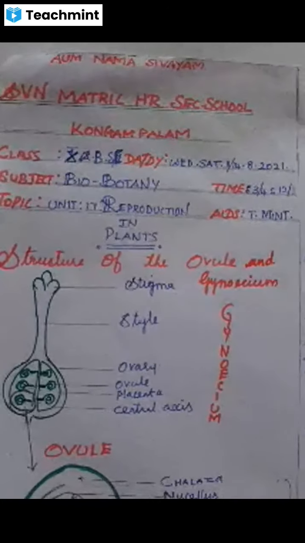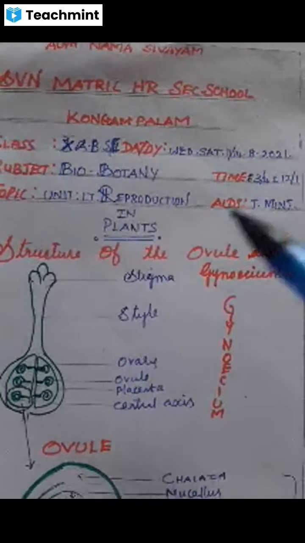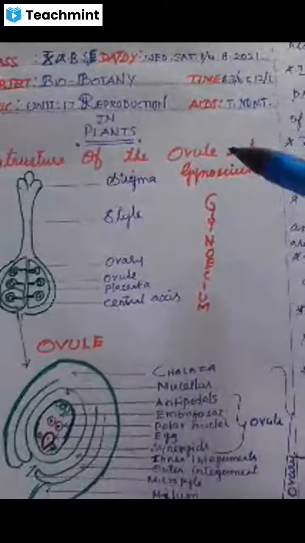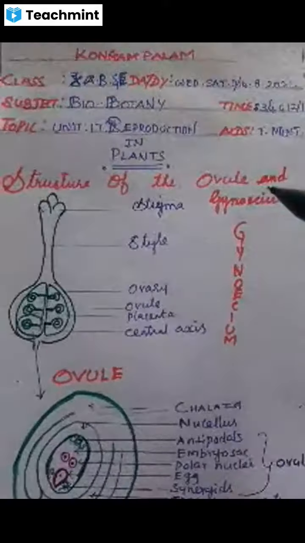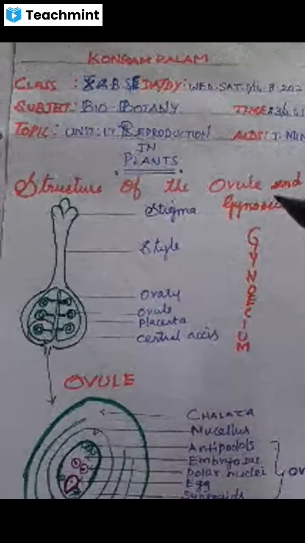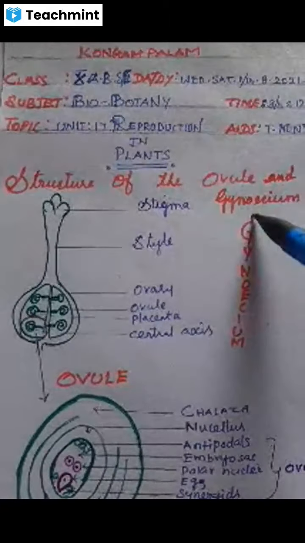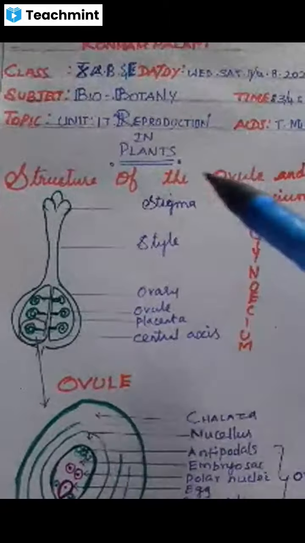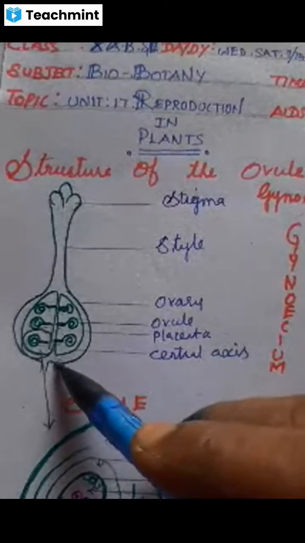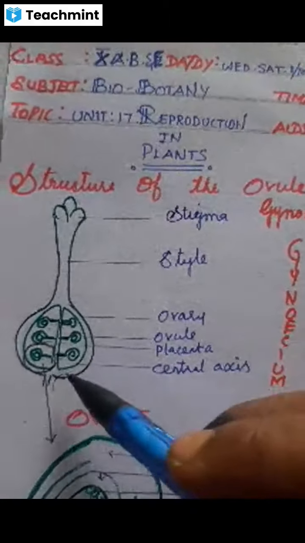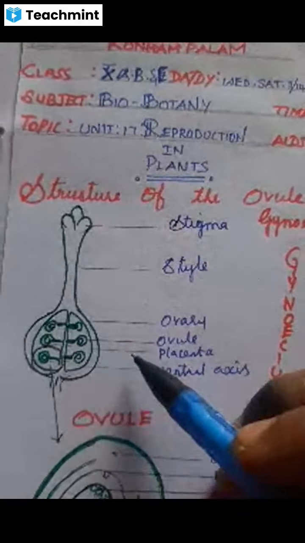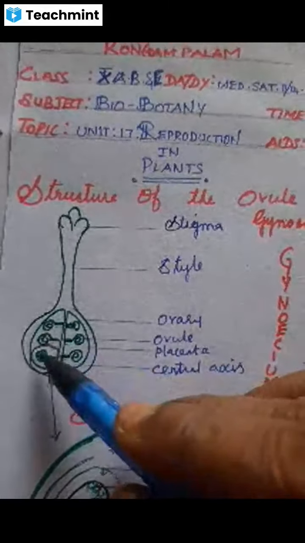Good afternoon, students. Today we are going to see the structure of the gynoecium in a typical flower. The innermost whorl of the typical flower is the gynoecium, or female reproductive part, which starts with a stalk followed by a bulb-like structure called the ovary. The whole structure is called the ovary.